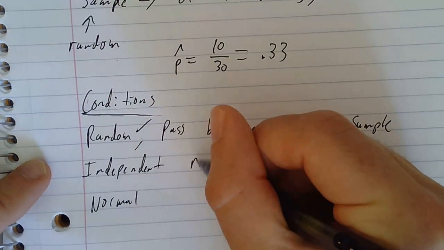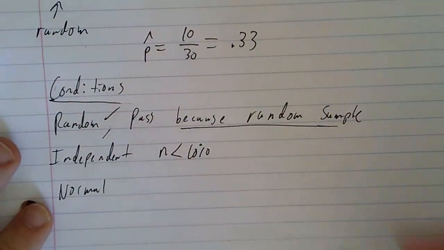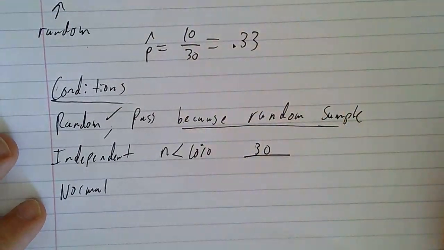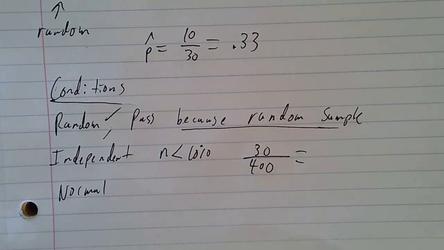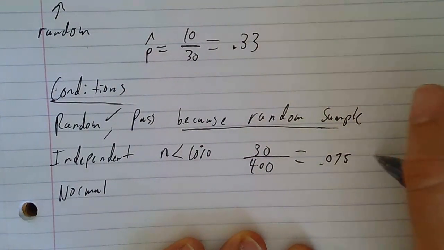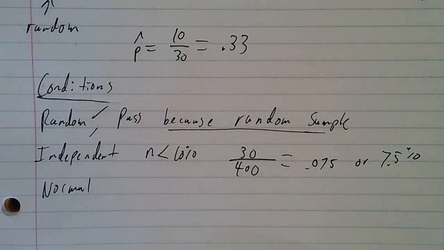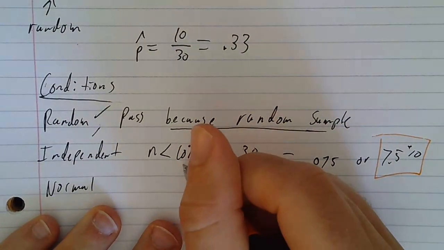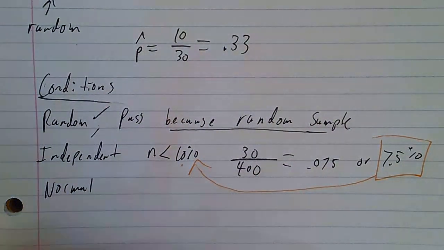Independent is where the n has to be less than 10%. This is the 10% rule. What that means is, remember how we had 30 students total? And that was out of, let's say, 400 students. Well, 30 divided by 400 is 0.075, or that's also 7.5%. And since that 7.5% is less than 10%, we're good. Okay, that's what you're checking.